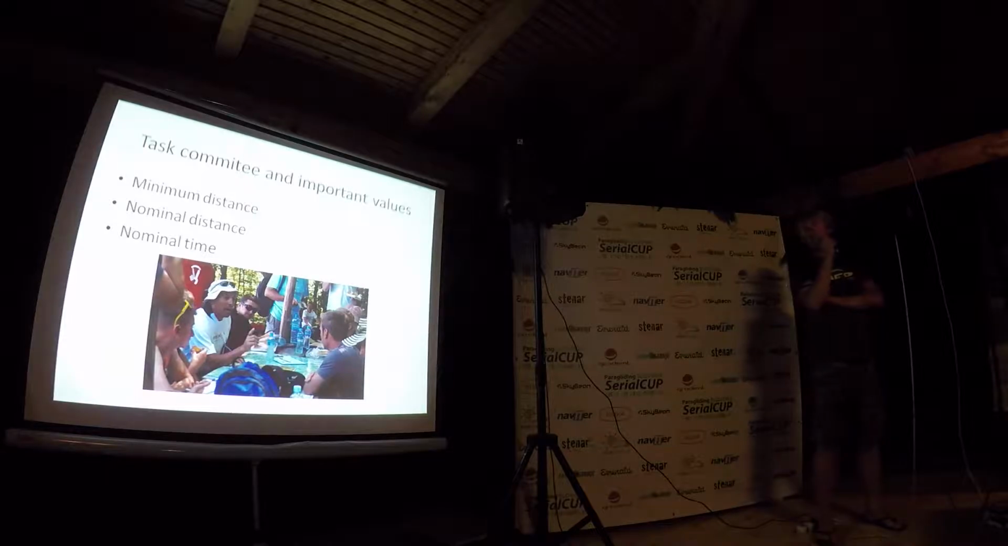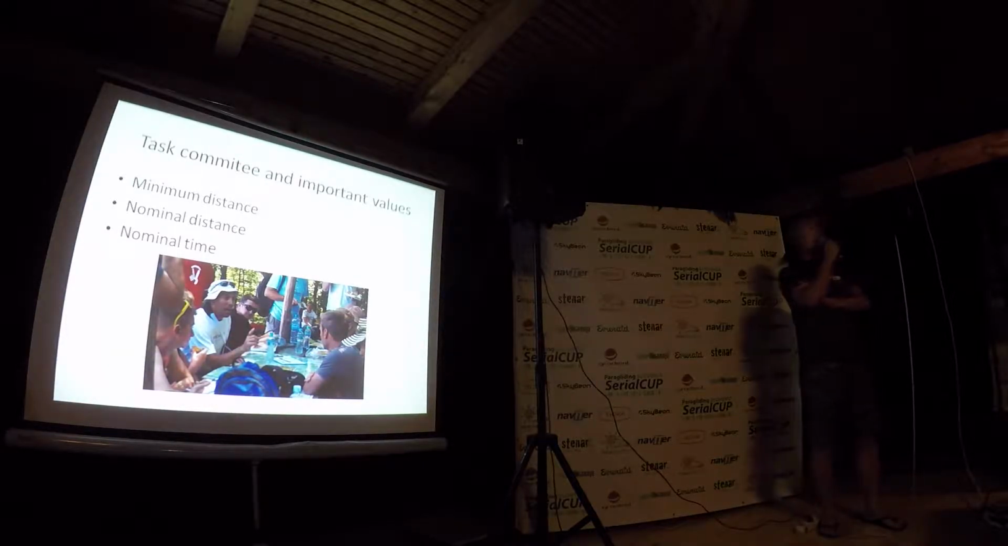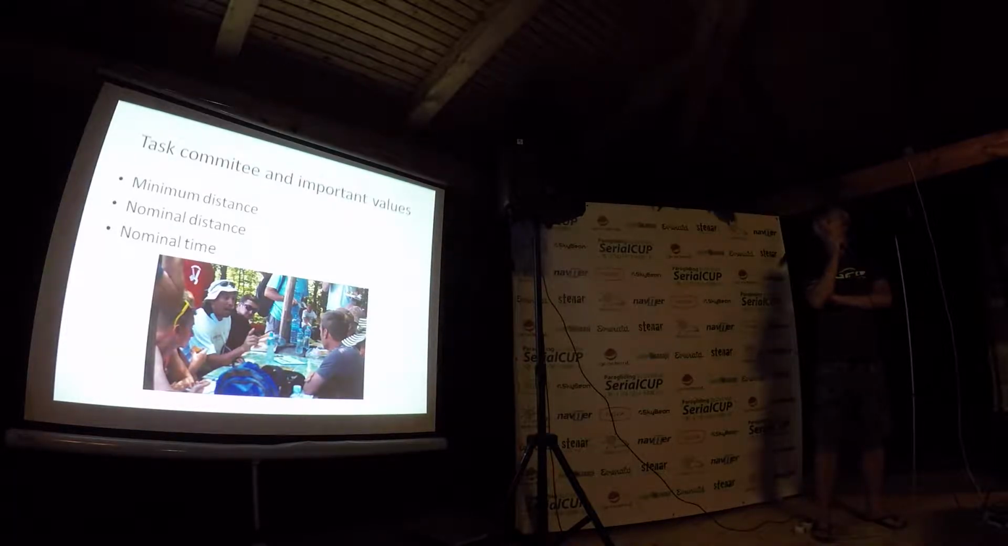What do we need to know before any of the tasks are set? So first of all, before the first task, the task committee together with the organization team choose 3 main parameters for the racing. The first one is minimum distance. I think here it's 7 kilometers. Every person who flies less than the minimum distance will get the same amount of points. Normally it's not that much. And it's also very important for saying whether the task will be valid or not, because if a certain amount of people won't reach the minimum distance, then normally the task is not valid.